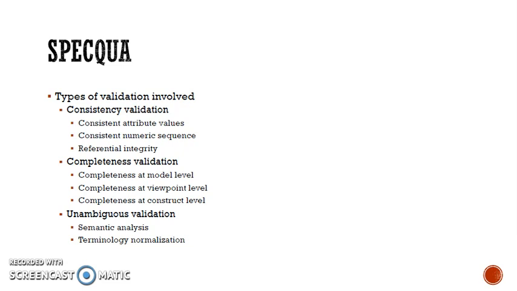And in the completeness validation, we also have completeness at model level, completeness at viewpoint level, and completeness at construct level. And we also have ambiguity validation, which is semantic analysis and terminology normalization.